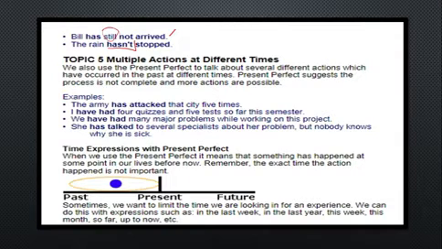Examples: the army has attacked that city 5 times. La armada ha atacado, has attacked, because the army is a thing. It has attacked that city 5 times. Remember that the times is at the end of the sentence. I have had 4 quizzes and 5 tests so far this semester.